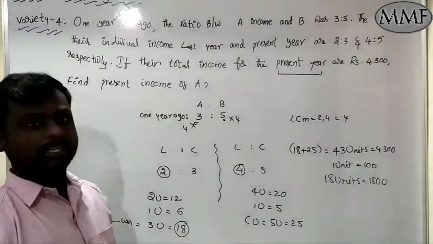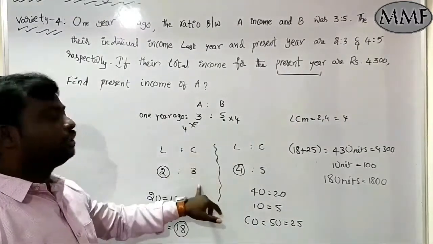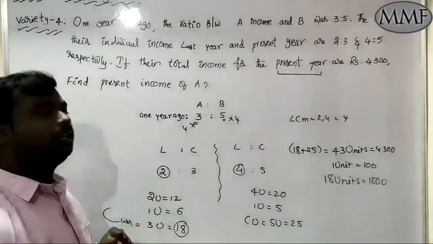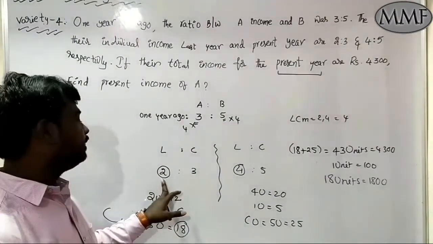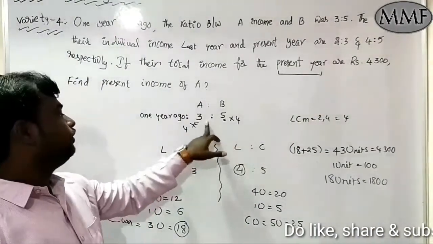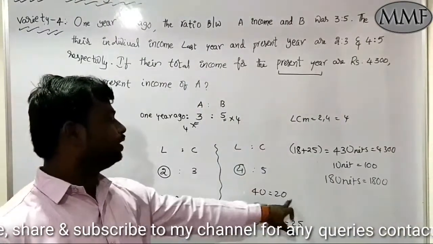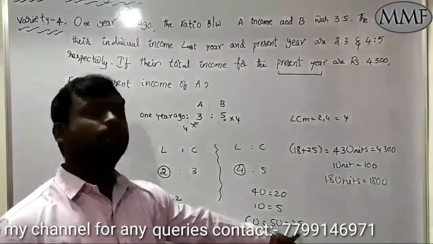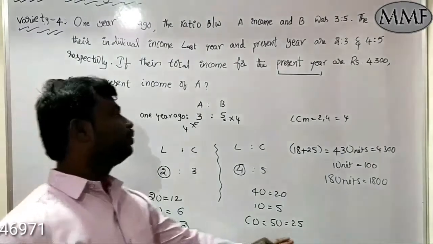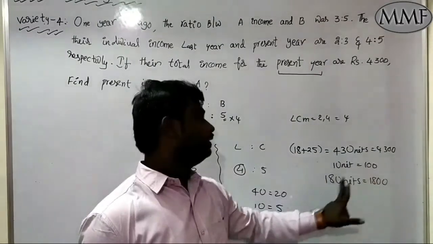Once again I will repeat. Please listen. The incomes one year ago are 3:5. The last year to current year ratios are 2:3 and 4:5. I want to make them balanced. How? The last years must be constant. That's why the logic is LCM. LCM of 2 and 4 is 4. So just multiply this with 4 and this with 4. 3 4s are 12, so 2 units is 12. What about 3 units? 18. 5 4s are 20, so 4 units is 20. 1 unit is 5. What about 5 units? 25. The current income of both of them is 4,300. 18 plus 25 is 43. 43 units is 4,300. What about 1 unit? 100. Then what about 18 units?